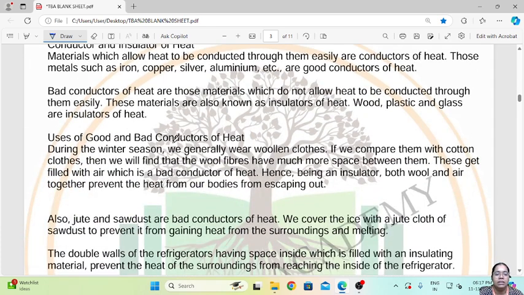During the winter season, we generally wear woolen clothes. If we compare them with cotton clothes, we will find that the woolen fibers have much more space between them. This gets filled with air, which is a bad conductor of heat, hence being an insulator. Both wool and air together prevent the heat from our bodies from escaping out.